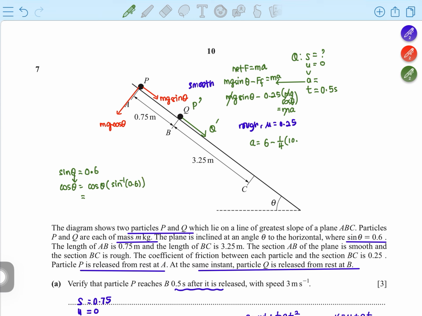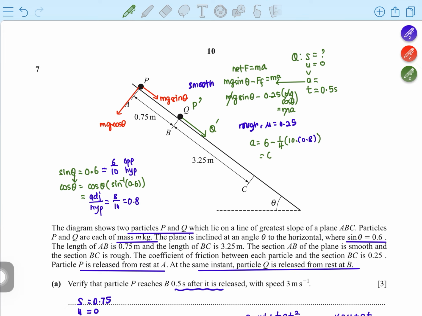Another one is by using your regular ratios. What is 0.6? It's actually 6 over 10. So this is my opposite and this is my hypotenuse. Therefore, I want to find the cos. Cos is adjacent over hypotenuse. In that case, what is your adjacent? 8 out of 10, which is 0.8. You will get the same thing. So let's put 0.8 here and solve it.